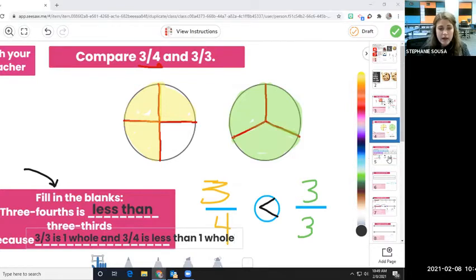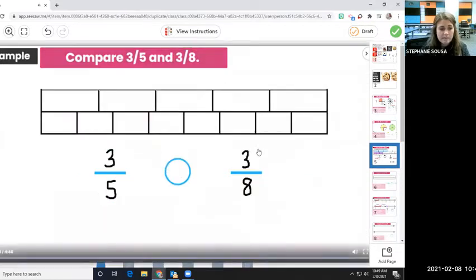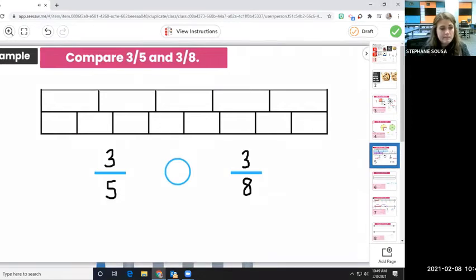All right, let's take a look at slide 5. Slide 5 again is a video about working on a bar diagram or a rectangle model, and then we will solve one together. Okay, please listen and actively think about what you're seeing. We are going to compare 3/5 and 3/8. We're going to use a bar model or a rectangle model to represent these two fractions.